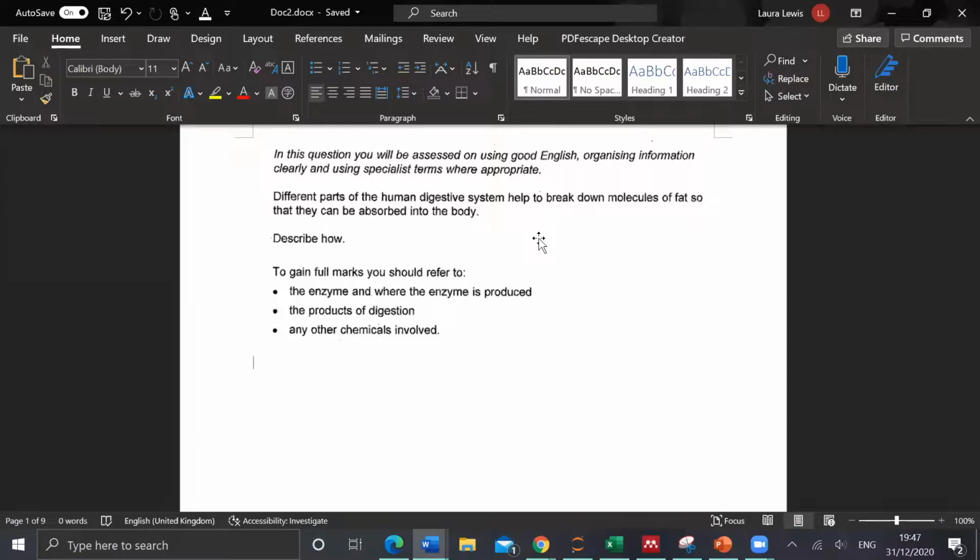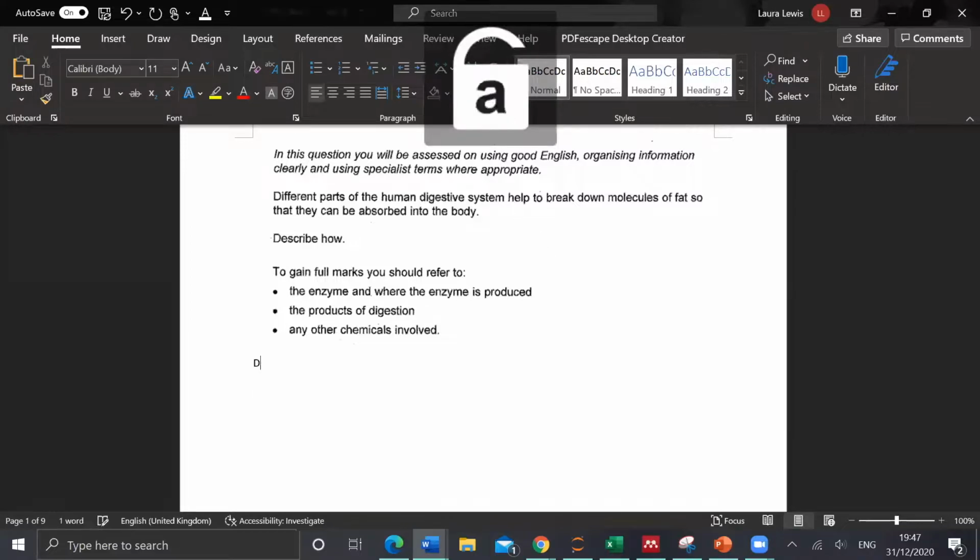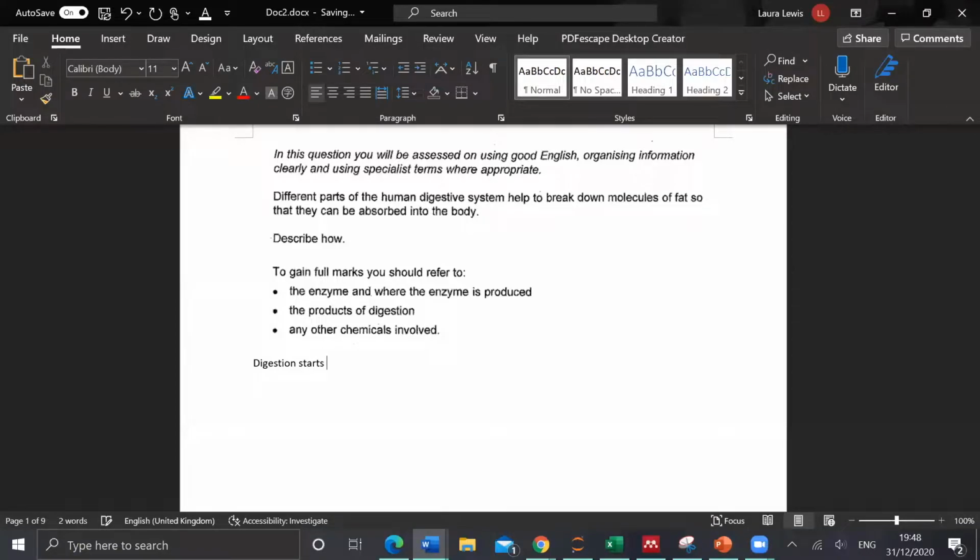A lot of people miss this out, but it's actually in the mouth. So let's write that down. This is a 6-mark question, so it's a longer response. Digestion starts in the mouth. The mouth mechanically breaks down the food.